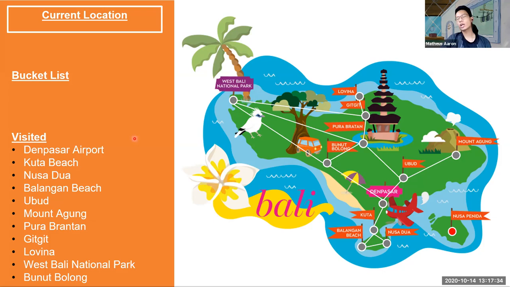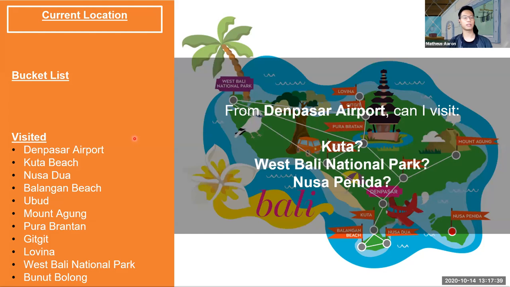This is how we make it relevant. The maze question asks, can I go from the top part to the bottom part? Same as this map. From Denpasar Airport where we landed from our plane, can we actually go to Kuta Beach? Kuta Beach is in fact adjacent to Denpasar Airport, so we can. The next question is, from Denpasar Airport, can I visit West Bali National Park? Yes, we can, because it is somewhat connected. The proof that it is connected is that when we tried to visit all the possible places, we actually managed to visit it in our visited list.